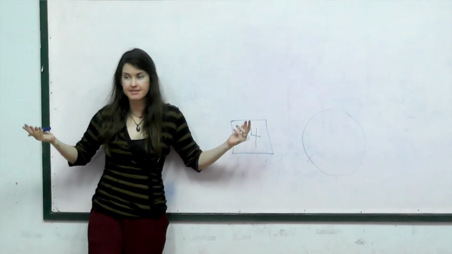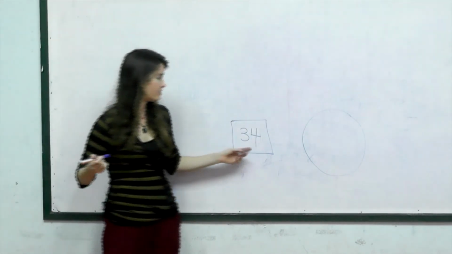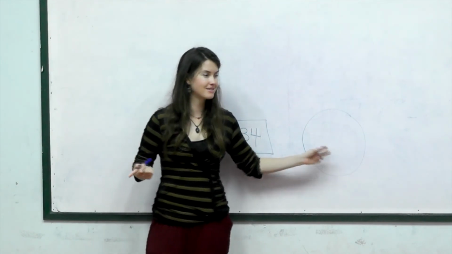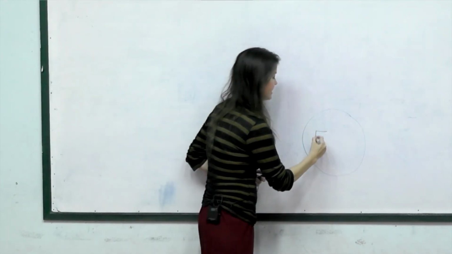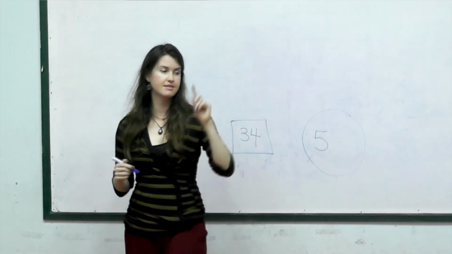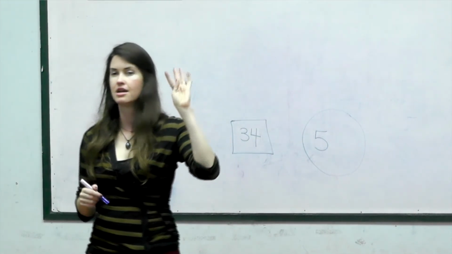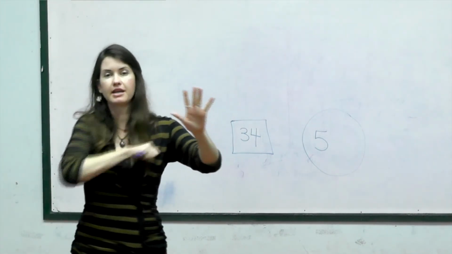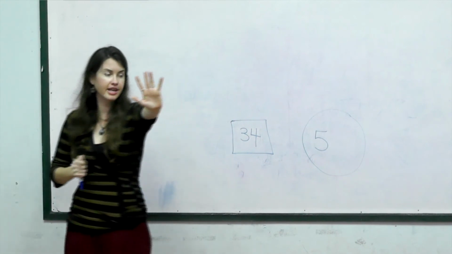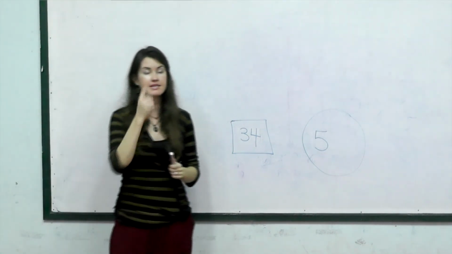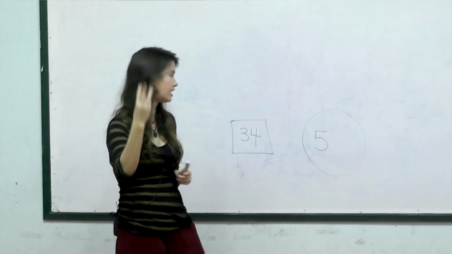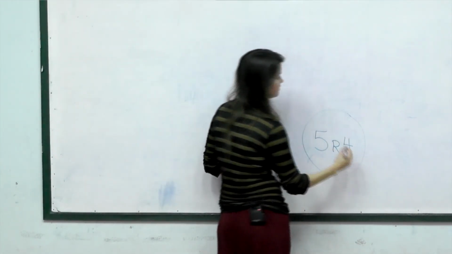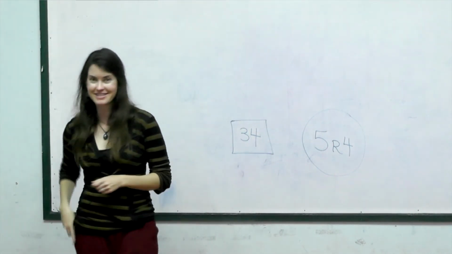What's our answer, friends? 34. So we count by sixes. We've got the number 5, because 6, 12, 18, 24, 30, 36. Oh, that's too many. So we want to stop at 5 at 30. Then we're going to count by ones, 31, 32, 33, 34. So we have 5R4. Very nice job, friends.